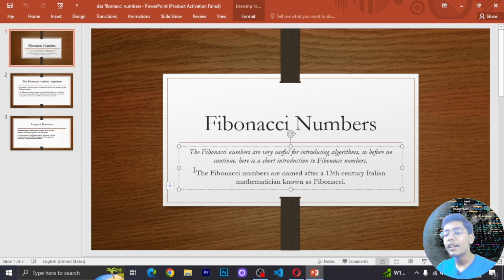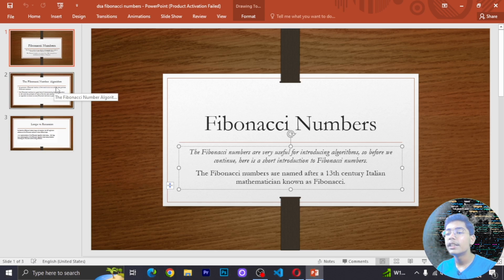And if we move on to the second line, it is saying that Fibonacci numbers are named after a 13th century Italian mathematician known as Fibonacci. It means this man, Fibonacci, introduced the Fibonacci numbers in the 13th century, and he was an Italian mathematician. It is telling us how Fibonacci numbers were introduced, who introduced them, and when. And if you want to learn more about how Fibonacci numbers were introduced and by whom, it was the person named Fibonacci who introduced them.